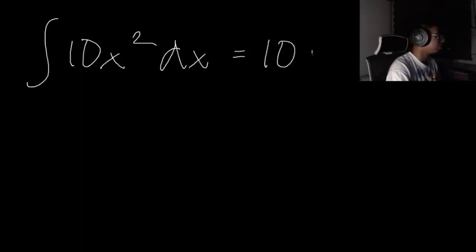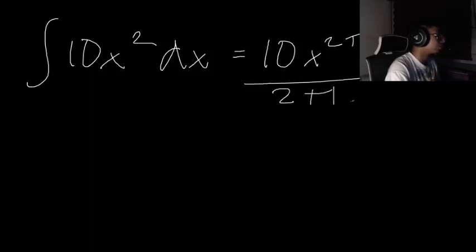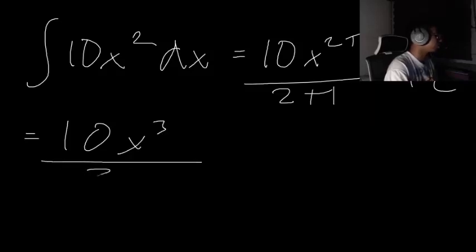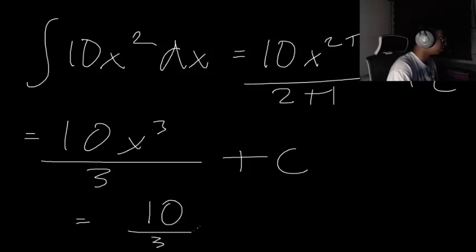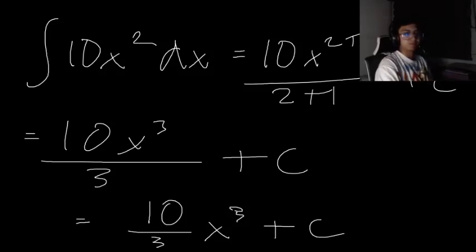The integral of 10x raised to 2 dx is equal to, what we're gonna do again, 10x raised to 2 plus 1, divided by 2 plus 1 plus c, which is equal to 10x raised to 3 over 3 plus c, or which we can write as 10 over 3 x cubed plus c. I will give you another example.